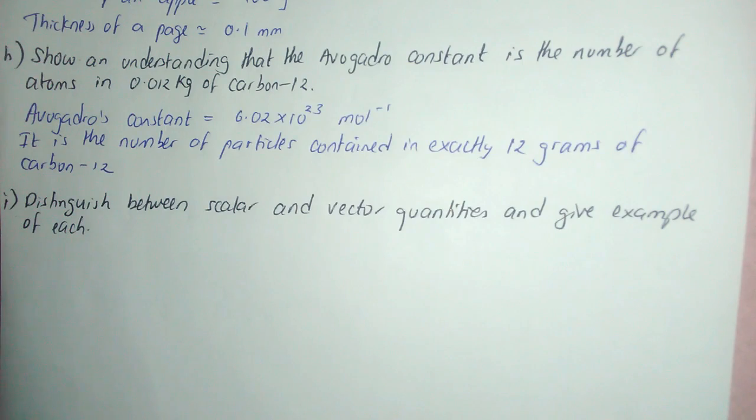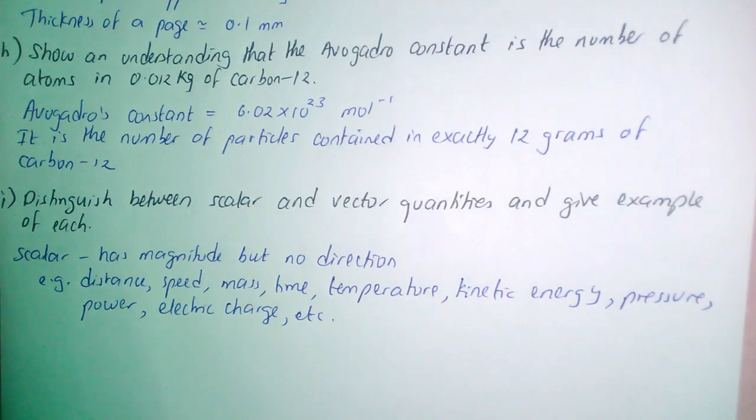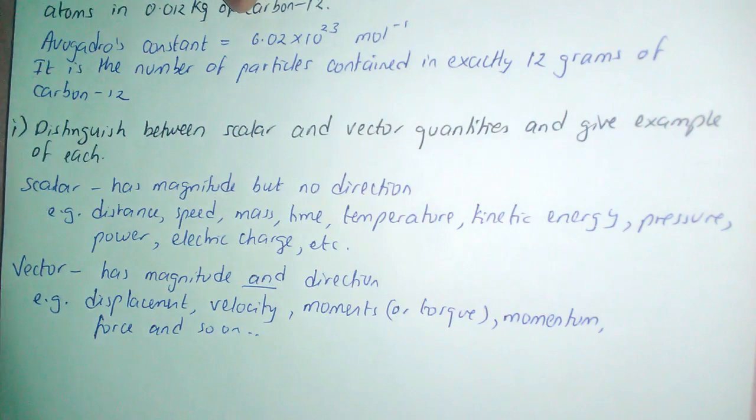In part I, we're going to talk about scalar and vector quantities. Let's start by defining what is a scalar quantity. So it is one which has a magnitude but no direction. Examples of scalar quantities are distance, speed, mass, time, temperature, energy, pressure, power, electric charge, and so on. And a vector quantity is one which has a magnitude and a direction. Examples of vector quantities are displacement, velocity, moments, momentum, force, electric field strength, and so on.